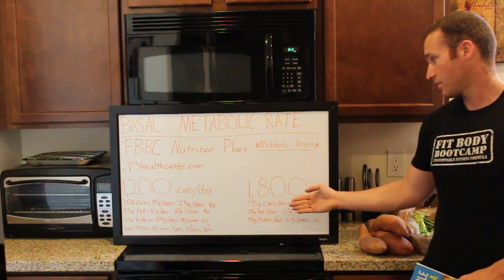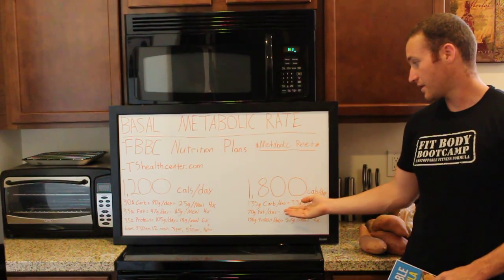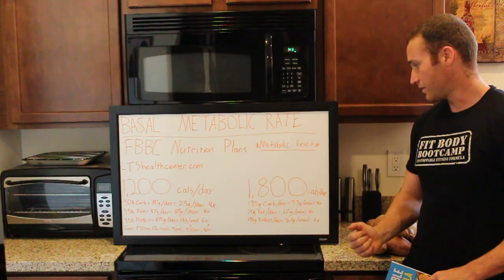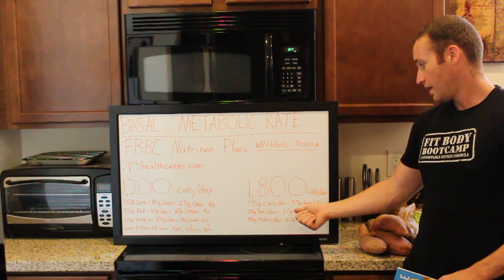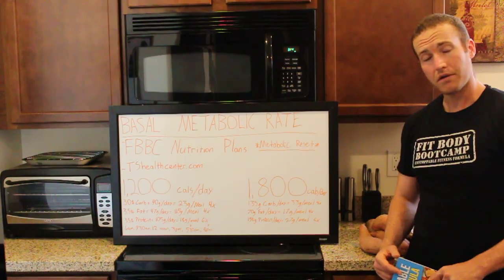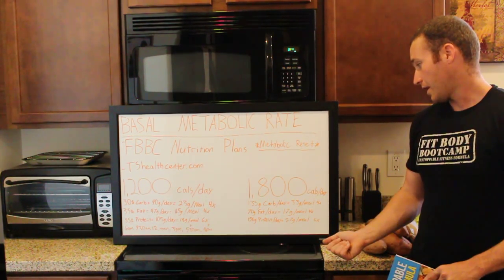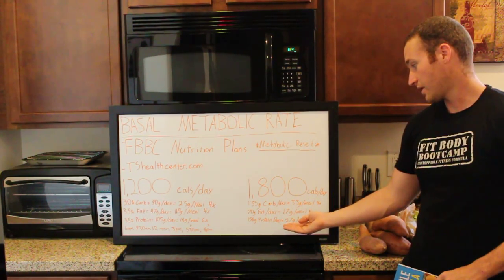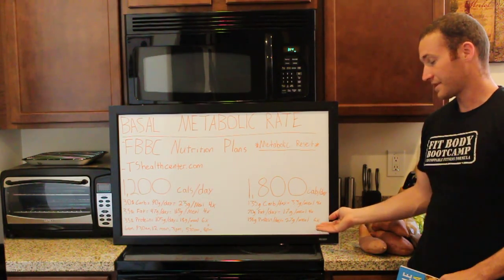Now it's the same principle here. If you're doing 1,800 calories a day, the ratios will be a little bit different. That's 135 grams of carbs per day, which is 33 grams of carbohydrate per meal. 70 grams of fat per day, 17 grams per meal. 158 grams of protein per day, which is 27 grams per meal, 6 times.